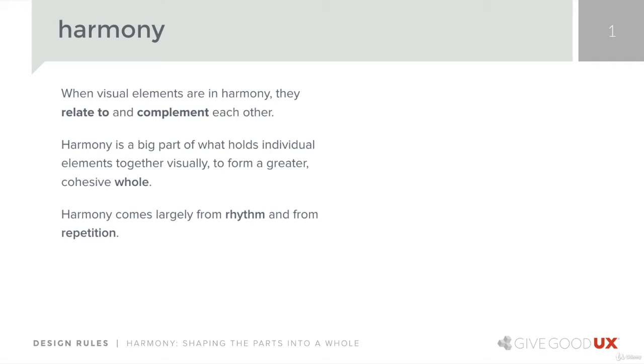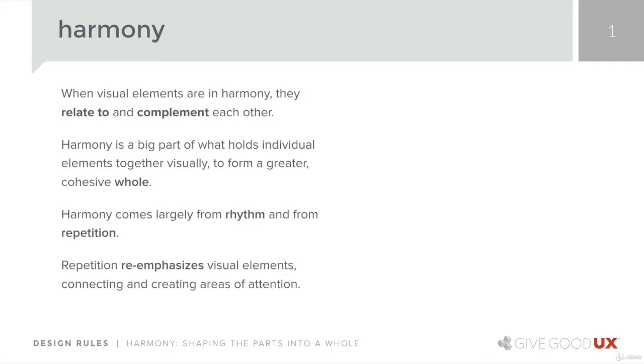Harmony comes largely from rhythm, which we just talked about, and also from repetition, which of course is a contributing factor to how well rhythm works, or doesn't. This repetition re-emphasizes visual elements. It connects and creates areas of attention. I'm going to show you how this works.